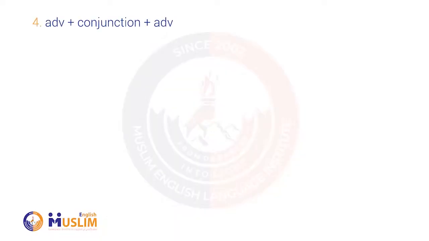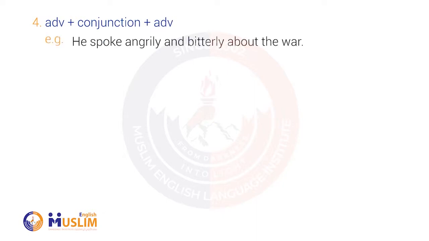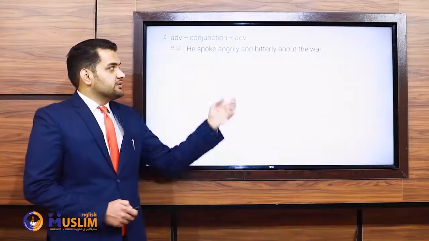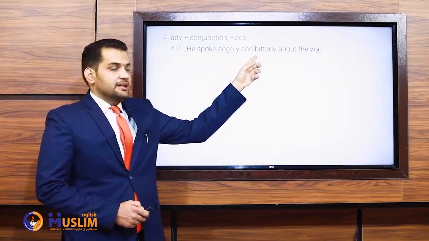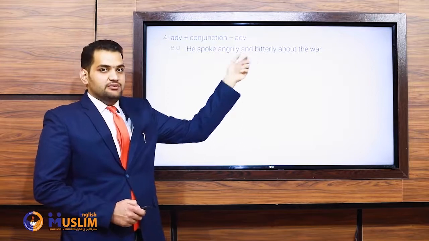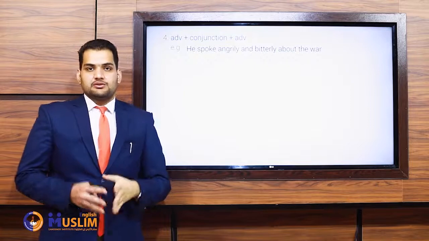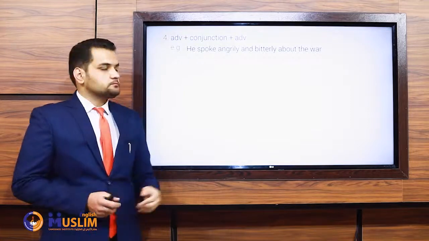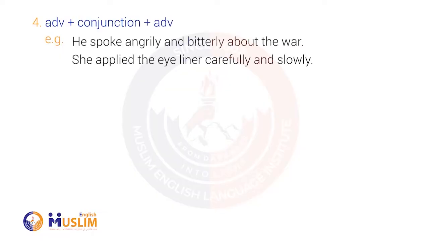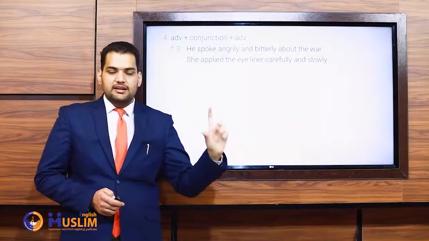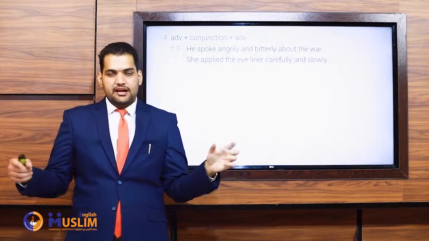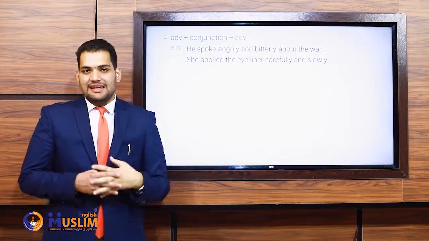Number four, adverb plus conjunction plus adverb. For example, he spoke angrily and bitterly about the war. So we have angrily and bitterly, and between them we have and. Both of them are grammatically equal because both of them belong to the same group of words. She applied the eyeliner carefully and slowly. Carefully is one adverb, slowly is the other, and between them we have used the conjunction and.